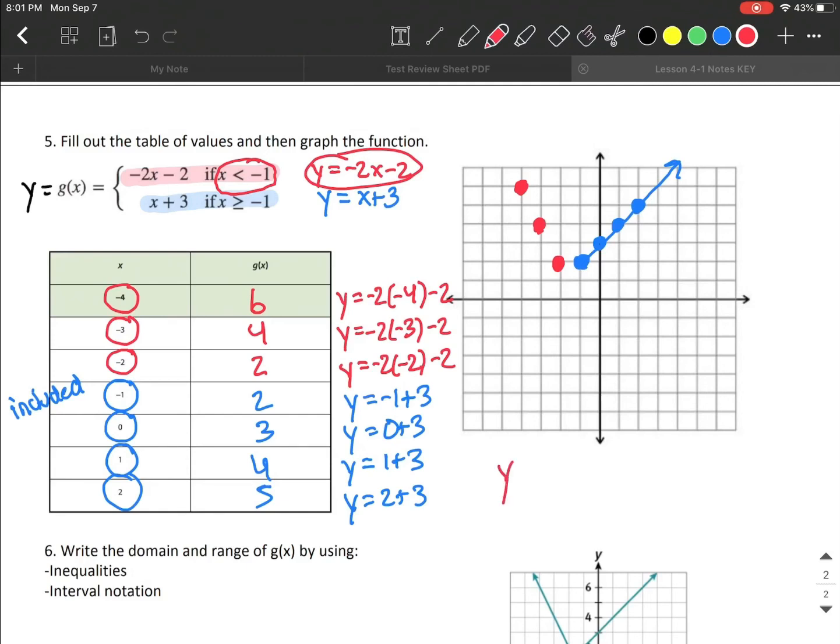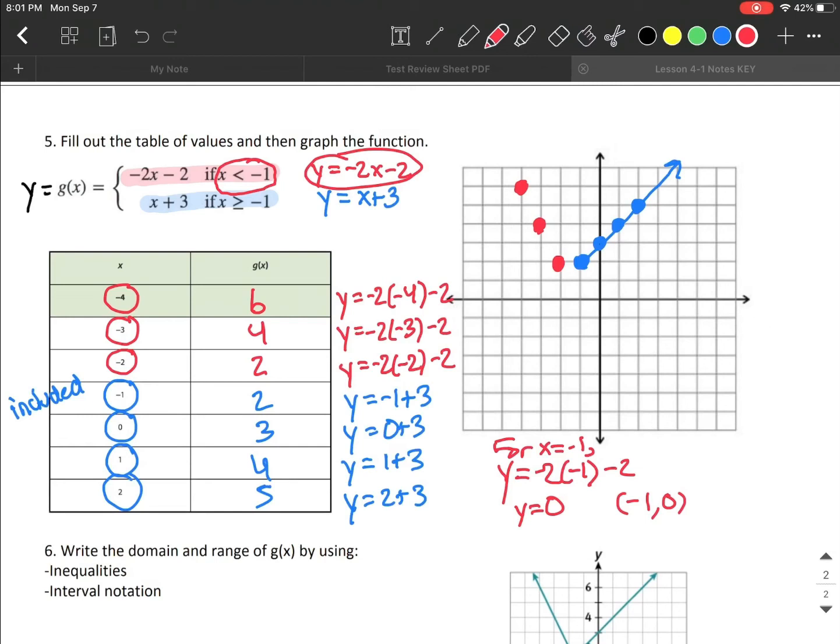I have y is equal to negative 2 times negative 1 minus 2 for x is equal to negative 1 for the red equation. That's 2 minus 2, which is 0. So I have the point negative 1 comma 0 that I'm going to graph. And that is not going to be included, but I need to include it because this is the starting point of my piece. And I know everything just a little bit less than negative 1 is included.